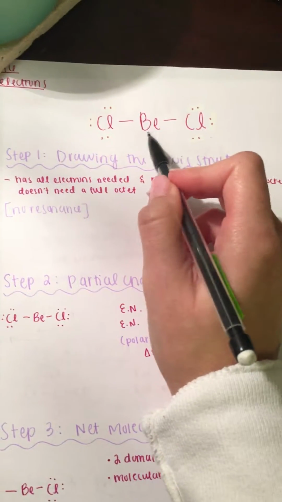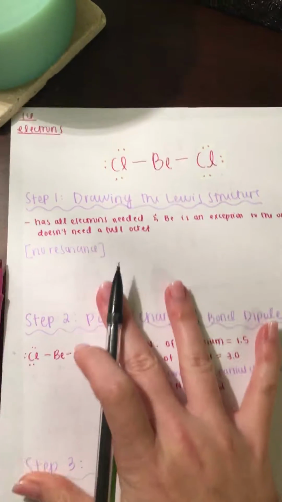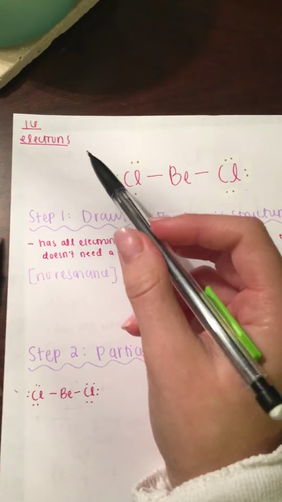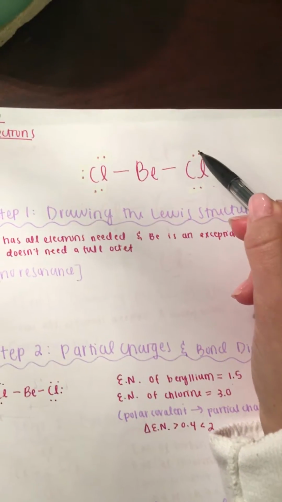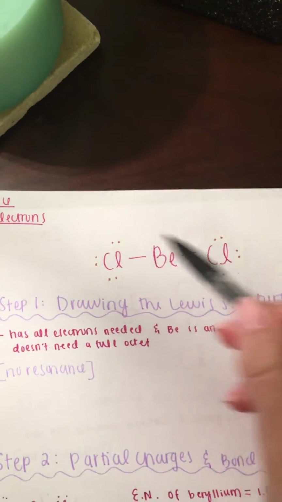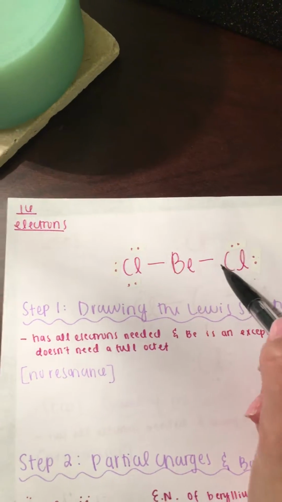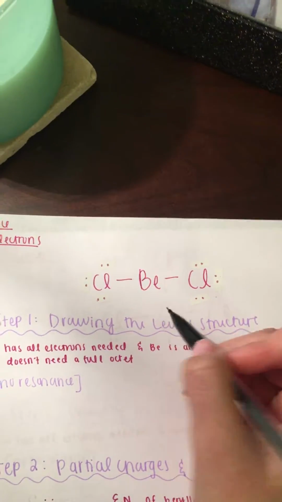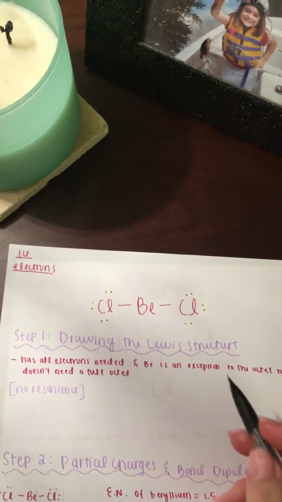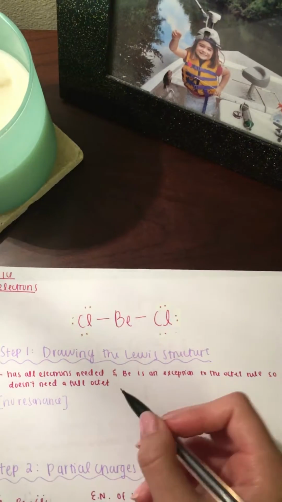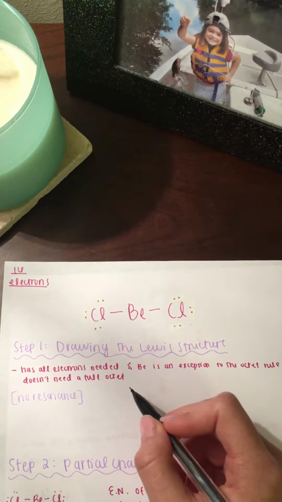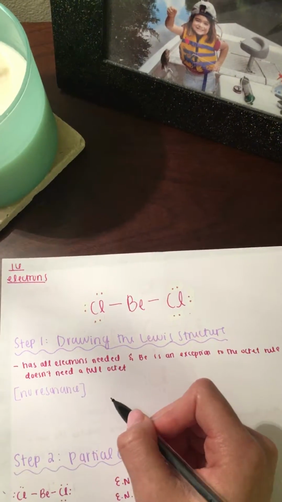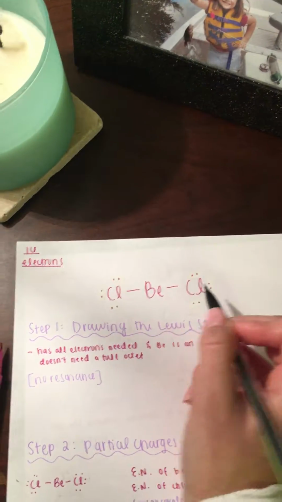Next molecule, we have Be and 2 Cls. We have 16 electrons. We start by adding on the outside: 2, 4, 6, 8, 10, 12, 14, 16. And you may think, oh, beryllium doesn't have an octet. Well, actually, beryllium is an exception to the octet rule, so it doesn't need a full octet. So there's no resonance for this structure because there are no double bonds to be shared.